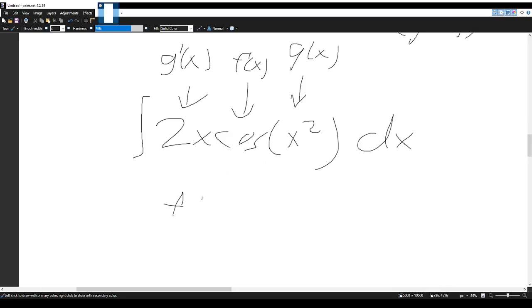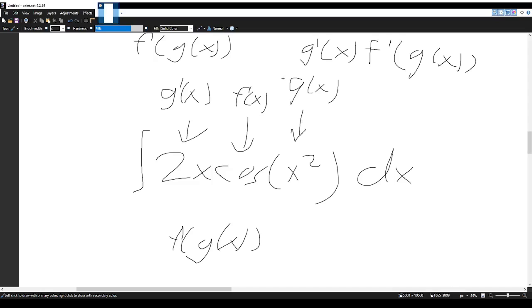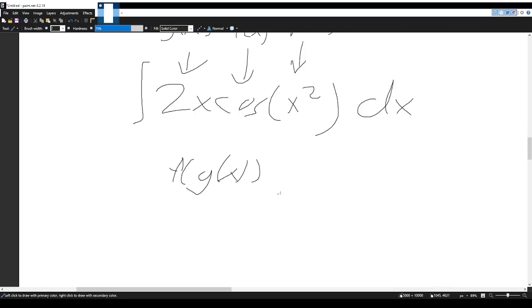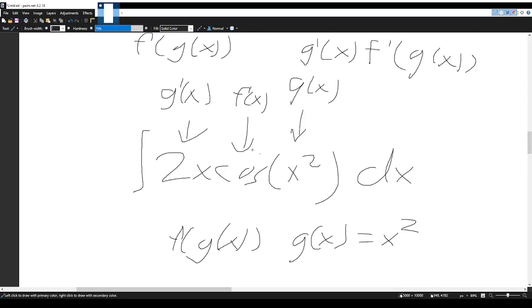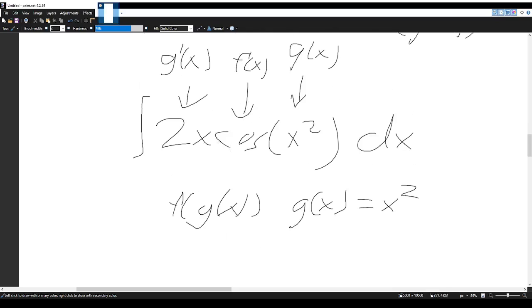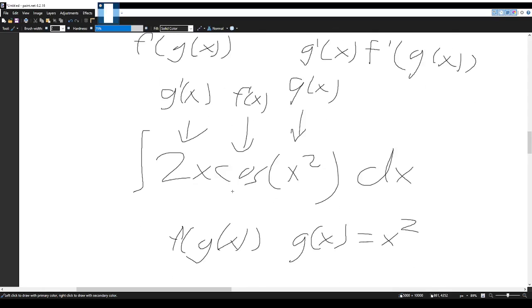And so what we want is f of g of x. Now what you notice is we already have the g of x. We already have half of our thing, basically. We know that g of x is x squared, so now we have to figure out what f of x is. But we only have the derivative of f. So we're looking at this cosine part, and we're trying to think, what's the antiderivative of cosine?